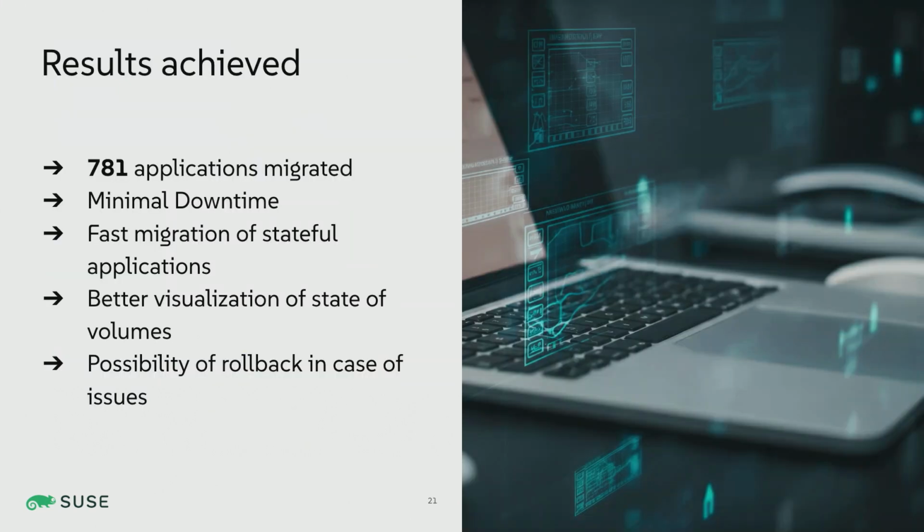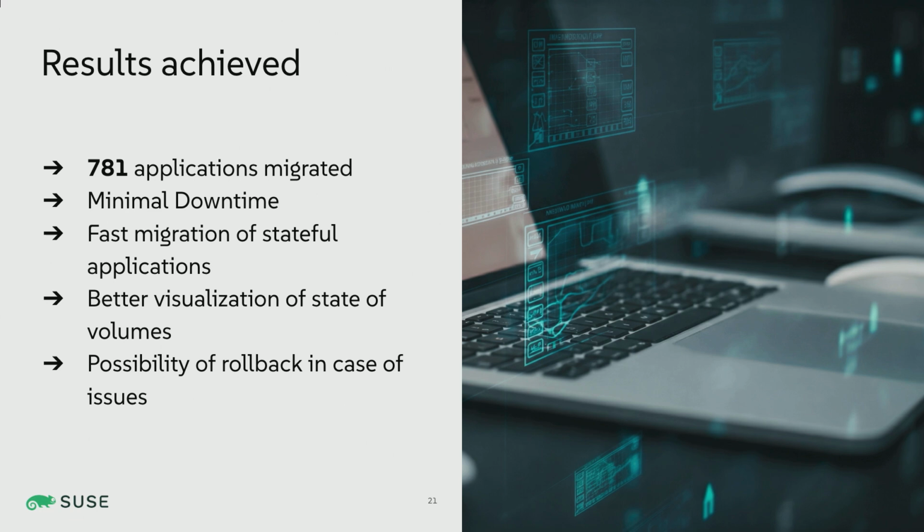So let's talk a little about the results that we achieved. At that time, we had about 781 applications, stateful and stateless. So we had a minimal downtime. We actually had a schedule for 7 hours of downtime. And for the 7 hours, we actually had 3 of monitoring and less than that of downtime for all the 700 applications. So it was very important for us that this was not impacting the whole country for a long time. And we did it in a very smooth fashion, and it was really good for our organization.